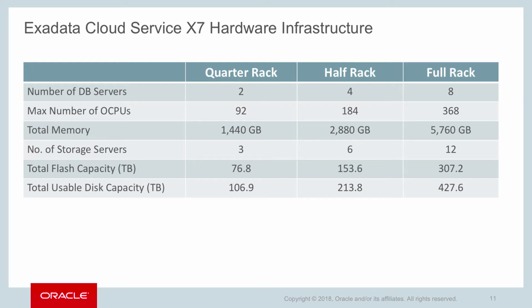Here's a quick look at the Exadata Cloud Service X7 hardware infrastructure. Oracle Cloud Infrastructure supports quarter rack, half rack, and full rack. So you can go with 2 database servers up to 8 database servers, and also from 92 OCPUs to 368 OCPUs.